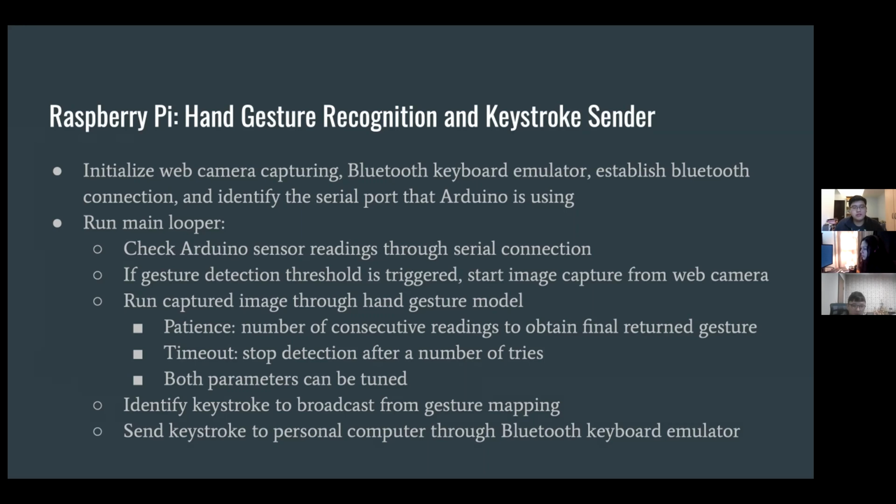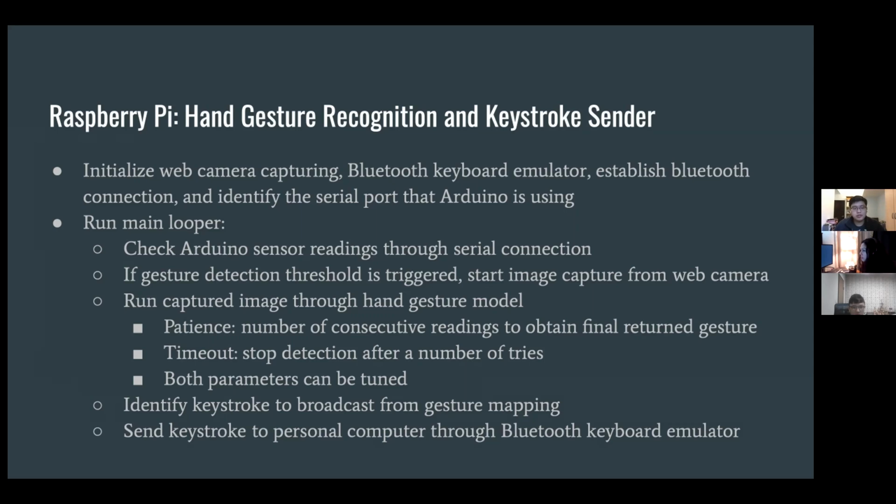First we check the Arduino sensor reading, whether an event has been sent from our Arduino sensors. If so, then we start our gesture detection. This Arduino check is done because we want to prevent false positives, and we don't want to keep running our detection model over and over again, which would take a lot of power. Once gesture detection starts, we capture images and run them through our hand gesture model, trying to predict any predefined hand gestures that we had trained on.